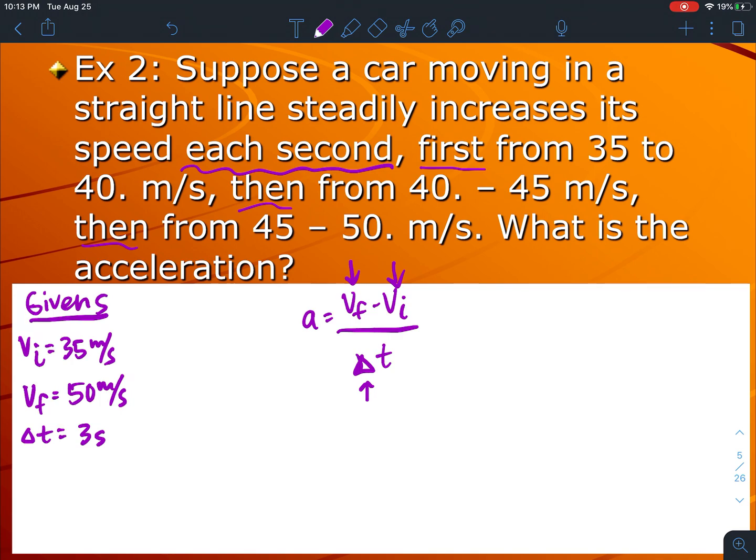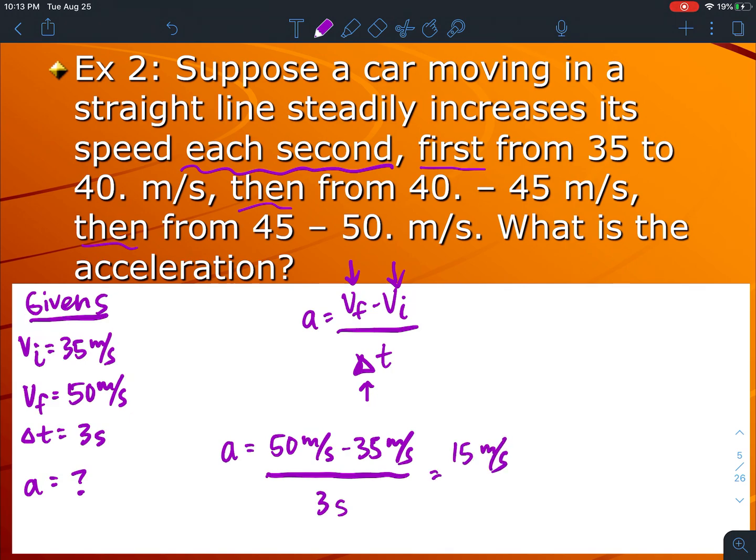Okay? So we have our variables, we have our givens. We think about what is our unknown, it's acceleration. We've already kind of chosen the equation that we want to use, so now we're just going to plug our numbers in. So I have 50 meters per second minus 35 meters per second over 3 seconds of time. 50 minus 35 is 15 over 3, and so I get a positive 5 meters per second squared for my answer here. And that is all there is to average acceleration.